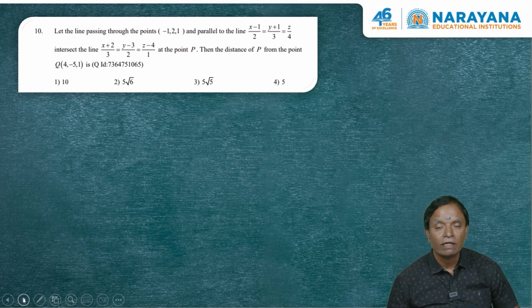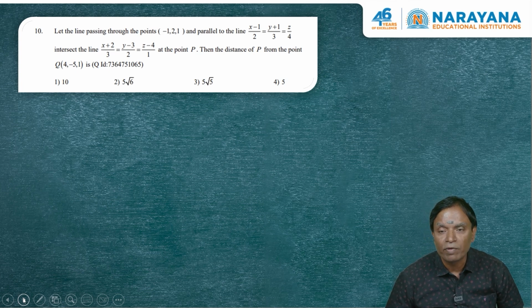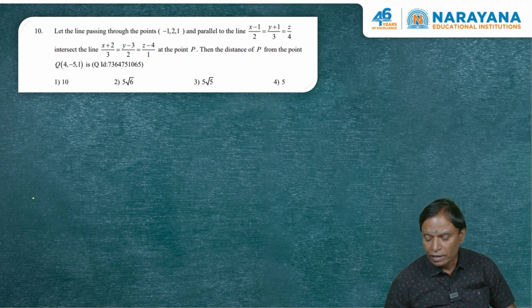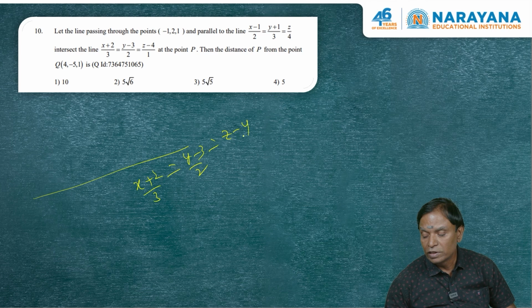Next one: let the line passing through the point (-1, 2, 1) and parallel to the line intersect the line at some point. Then you are asked to calculate the distance. Suppose I take the second line as (x + 2)/3 = (y - 3)/2 = (z - 4)/1. This is the point (-1, 2, 1).